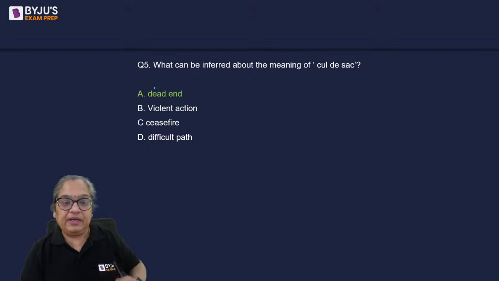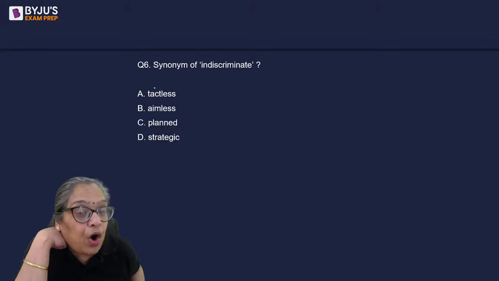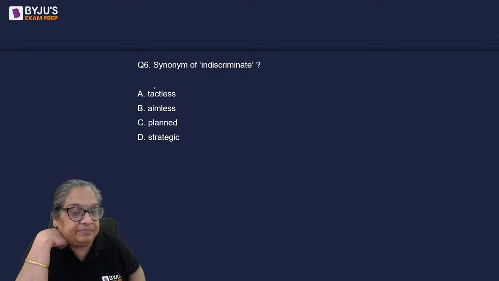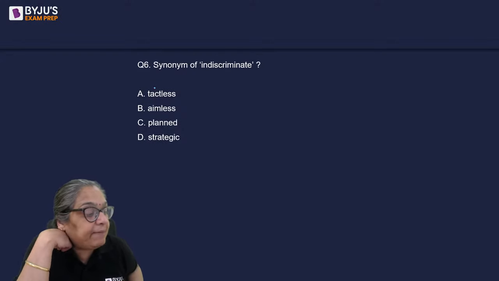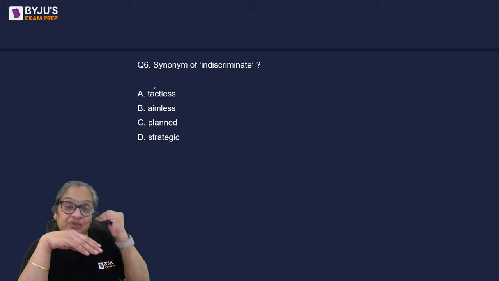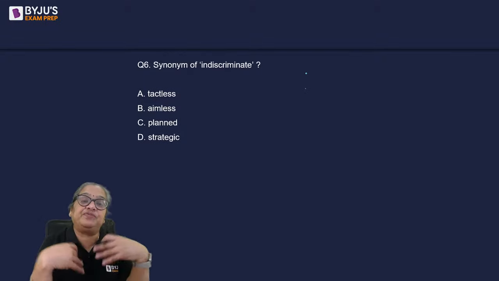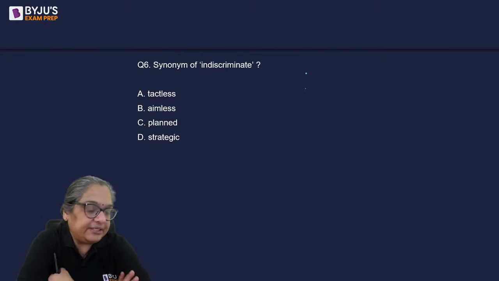All right. Next, what is the synonym of indiscriminate? Tactless, aimless, planned, or strategic? Good. Cul-de-sac is a dead end. So even in a strategy, the actual meaning as they used here is a stalemate, when you're putting yourself in a position where there's no way out. So a dead end is also okay.